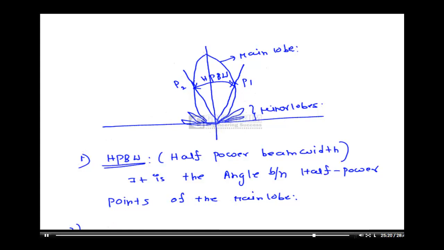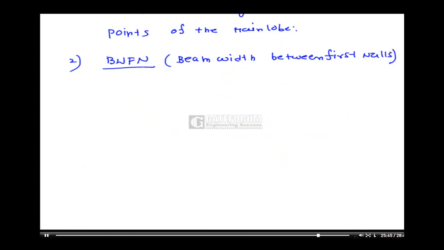The angle between these two is BWFN, beamwidth between first nulls, which is shown here. This is the first null. This is the first null. So the angle between these two is the beamwidth between first nulls. Generally, half power beamwidth is approximately equal to half into beamwidth between first nulls. This is not exact.